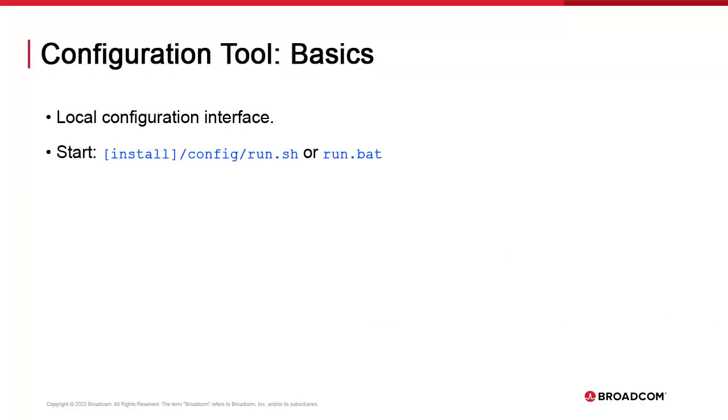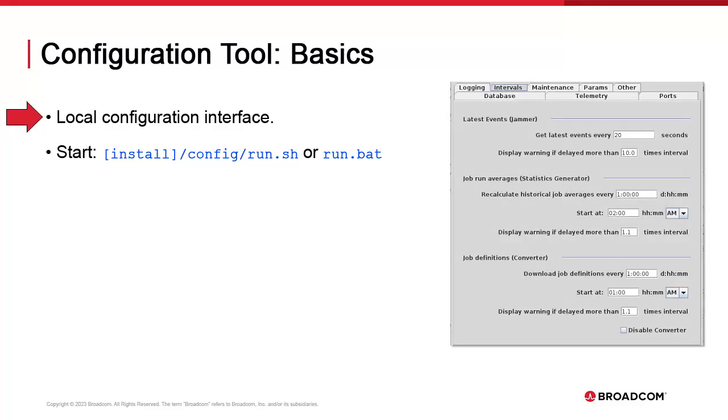Let's start with some basic information. The config tool is a simple UI that gets installed on the same host and at the same time as the AAI server on both Windows and Unix platforms. It serves as a repository of sorts of AAI settings and a UI to some of the configuration files for things like database connections or telemetry configuration.